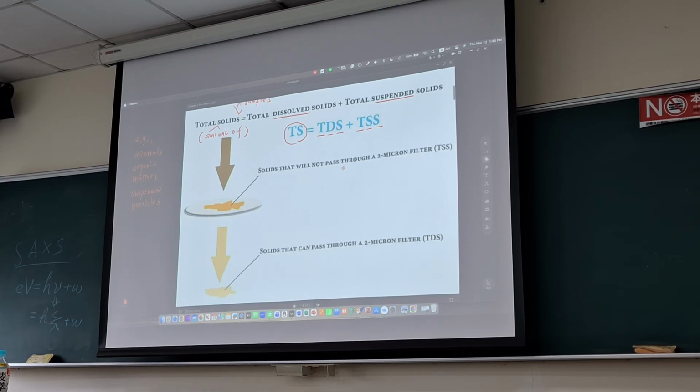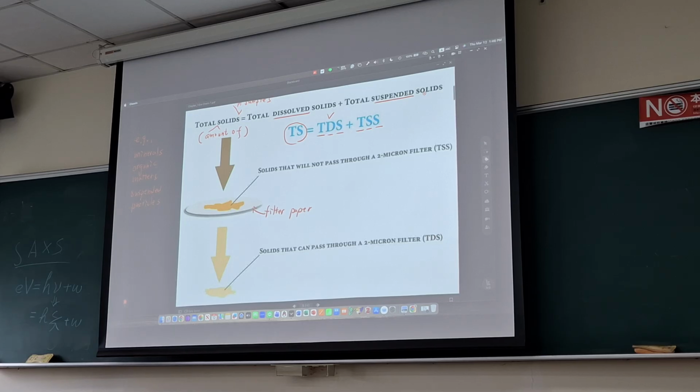For dissolved solids, for TDS, can we use a filter to filter them? No, right? Because it's dissolved. So we cannot use a filter to filter dissolved solids. However, we can use filter paper to find out how much total suspended solid there is, because those suspended solids cannot pass through the filter paper, right? Do you understand what I'm talking about here?